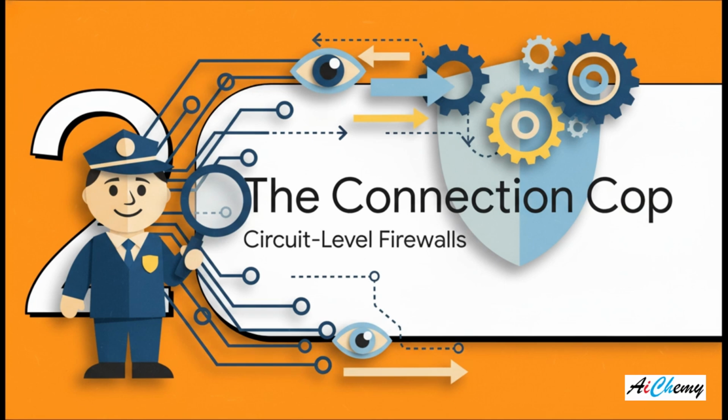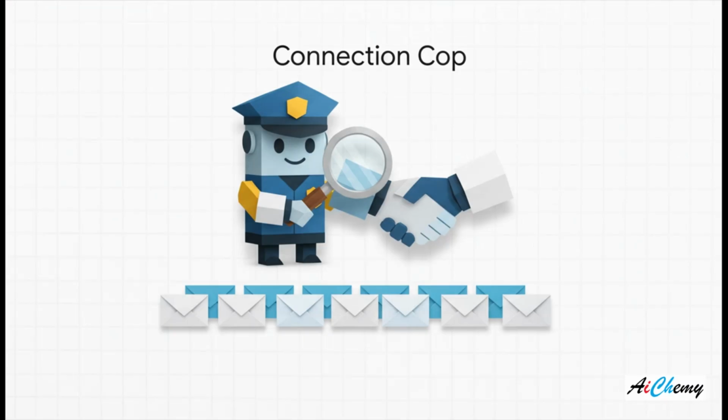Let's call this one the connection cop. This is a circuit-level firewall, and this one is way less about checking individual IDs and way more about watching the whole interaction. And right there, that's the key difference. See, the connection cop doesn't really bother with inspecting every single little data packet. Instead, it focuses on validating the connection itself. It watches that initial handshake between two computers when they first try to talk.